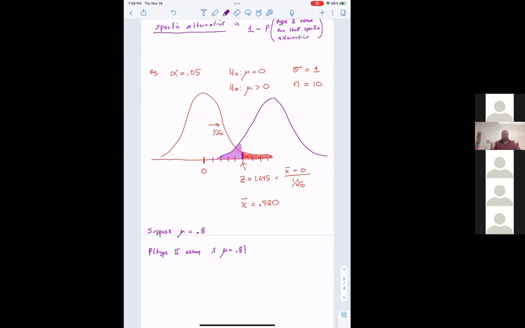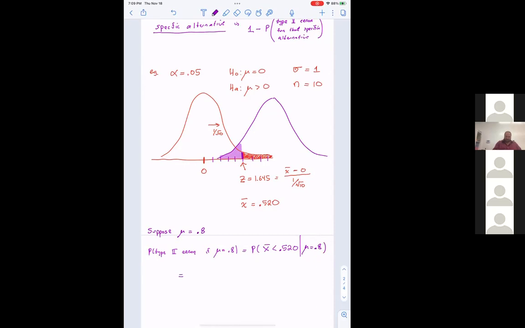Because remember, 0.52 is the cutoff point. Any results to the right of 0.52, I reject the null hypothesis. Any results less than 0.52, I don't reject the null hypothesis. Whether it's equal to 0 or not doesn't matter. It's still 0.52 that is going to be the cutoff point. So this is the probability that X bar, my average, is less than 0.520, given that mu is really equal to 0.8.